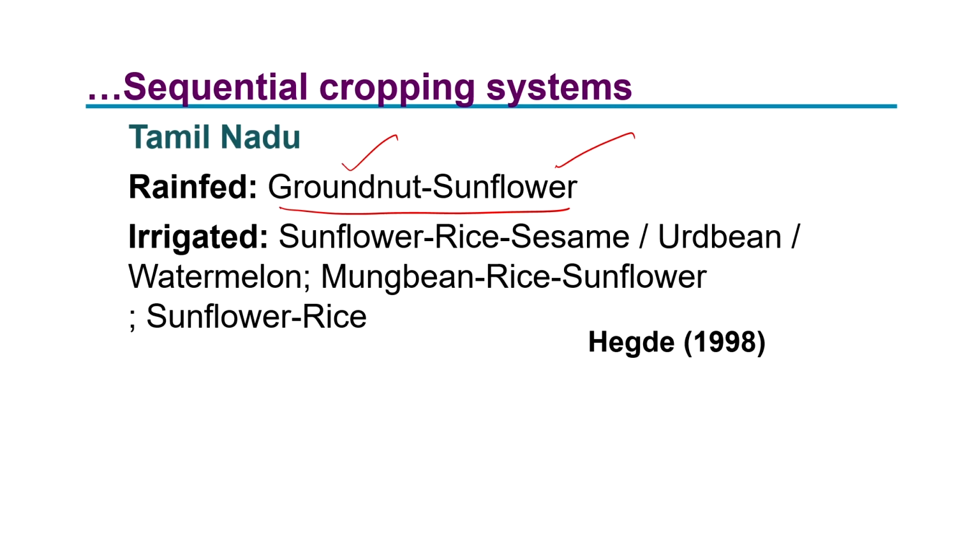For irrigated conditions of Tamil Nadu, we can have several cropping systems like sunflower, rice and then sesame. Also, in place of sesame, we can take urd bean or watermelon. Then the next cropping system is mung bean, rice and sunflower. And finally, you can see another system, which is sunflower-rice. So, one can take sunflower in Kharif and rice in Rabi season.